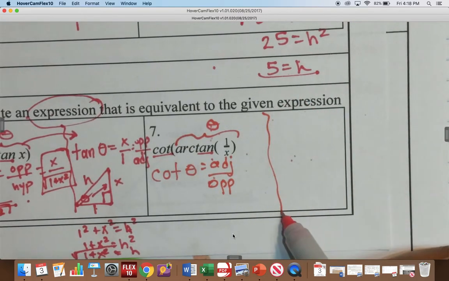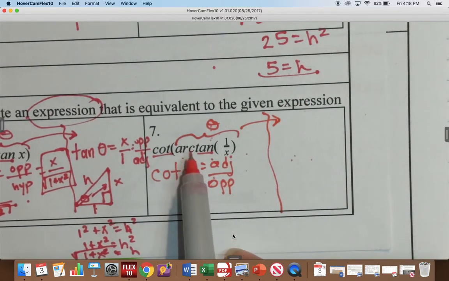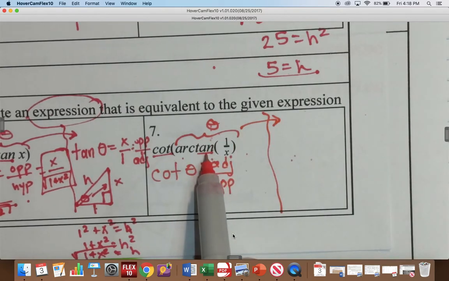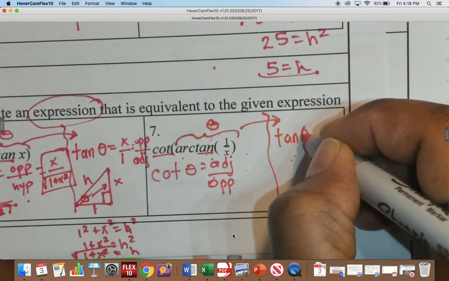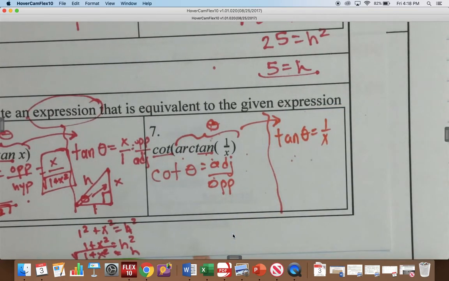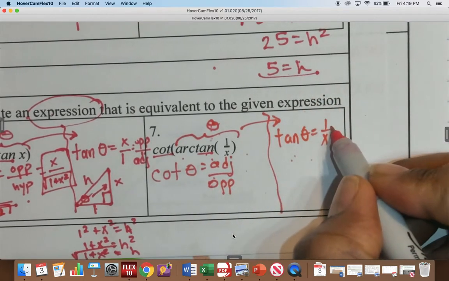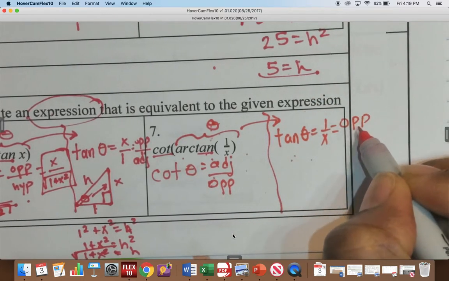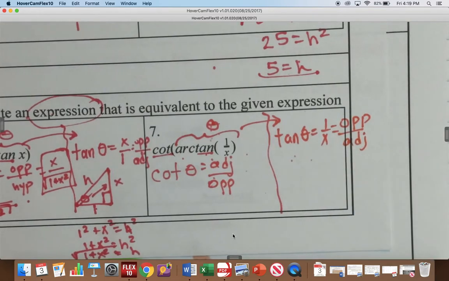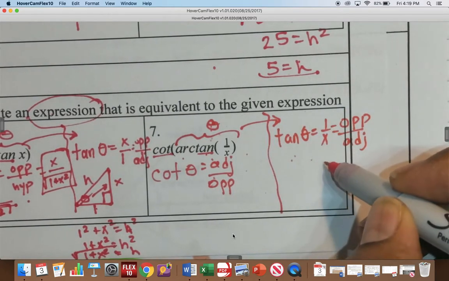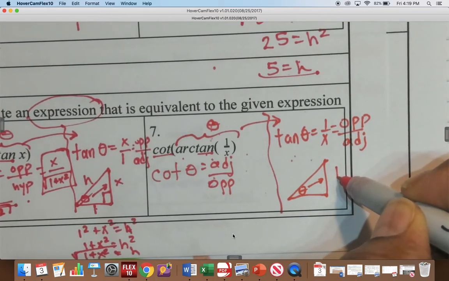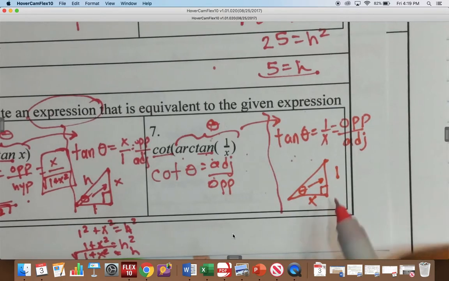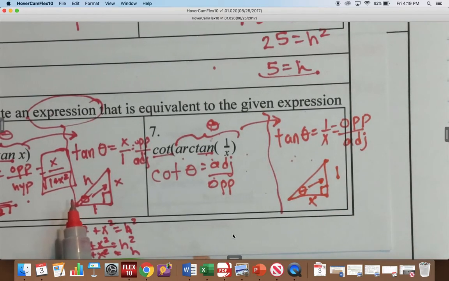So let's go to our side, do a little scratch work, and say arctan of 1 over x means that tangent of theta is 1 over x. Right? So again, we know that tangent is opposite over adjacent. I could stop there and I have my answer, but we can keep going and say, okay, here's my theta. I know the opposite side is 1. I know the adjacent side is x. Kind of like the triangle that we had previously, we just switched sides a little bit.